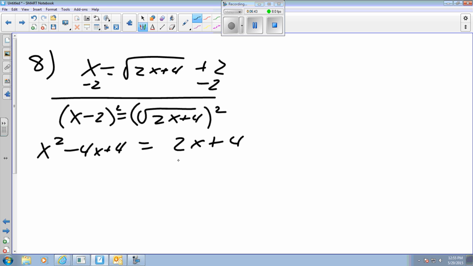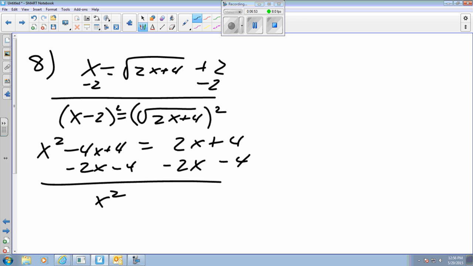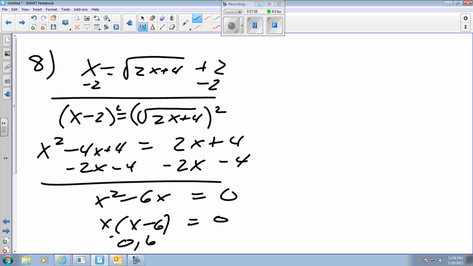Square and square root are opposite operations. Minus 2x minus 2x, minus 4 minus 4. I get x squared minus 6x equals 0. Factoring that to get my answers, I'm going to get x times the quantity of x minus 6, greatest common factor was x, so I get 0 and 6 are my two answers.